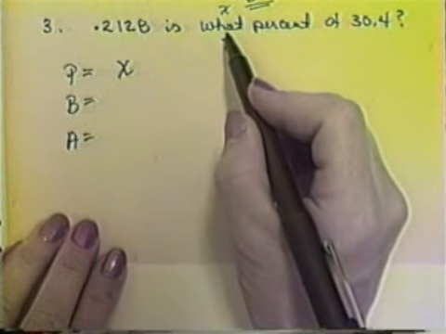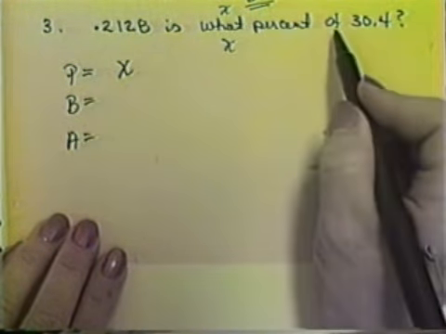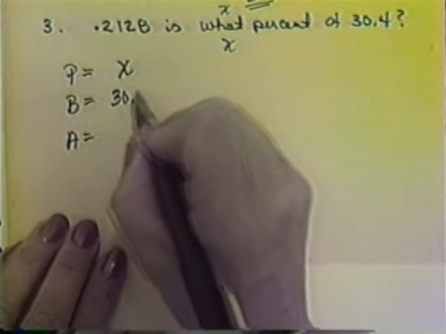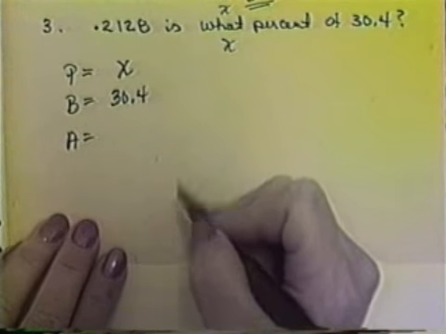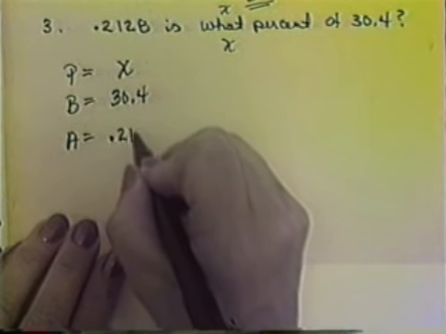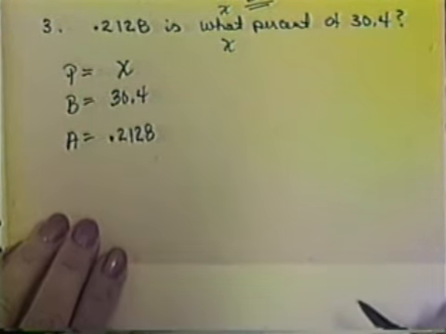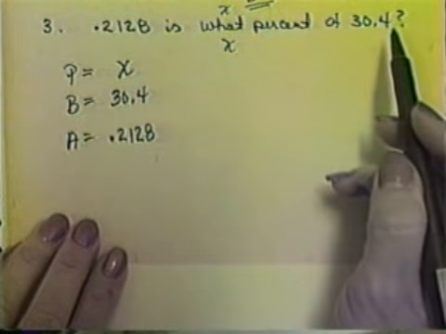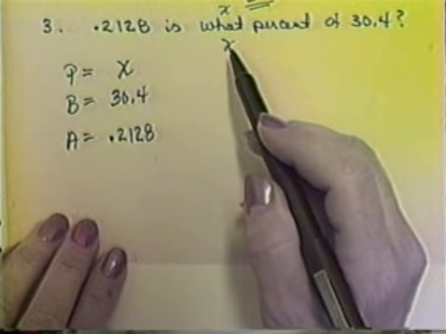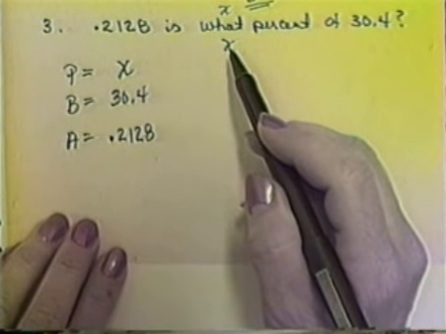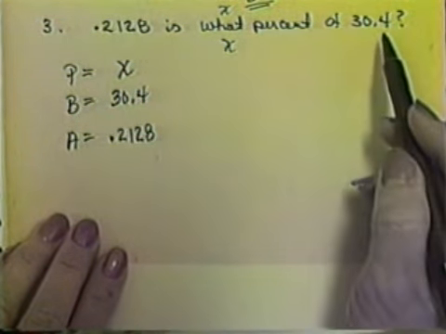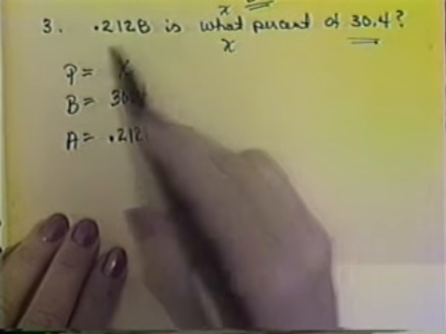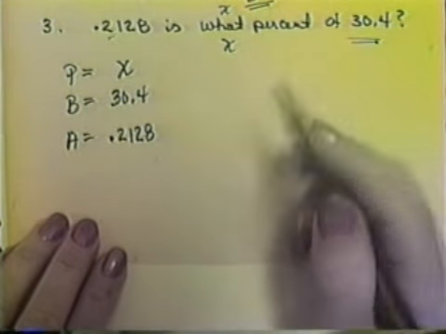What is the percent being taken of? It says what percent of 30.4. So that means the base is 30.4, which leaves 0.2128 as our amount. Okay. 0.2128 is what percent of 30.4? Our unknown must be the percent. We're taking the percent of 30.4, so 30.4 is our base. And that leaves 0.2128 as our amount.